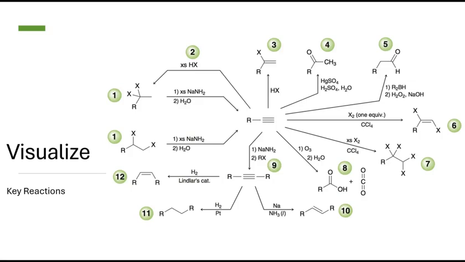Now to visualize those key reactions. If we note here in the middle, this is our alkyne, and reactions 1 through 12 are the ones that it can undergo. And note, it can also go in opposite directions depending on what reagents are used. We can go back to the alkyne if we are using a dihalide and excess sodium amide followed by treatment with water. But the alkyne itself, if we have excess HX, can undergo the formation of a vicinal dihalide. Make sure that we know all of these reactions that an alkyne can undergo or how it can be produced.